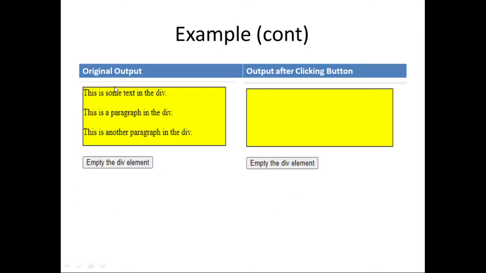So here we have our division. We have the text and two paragraphs. Of course, the division is colored yellow. Once we click on this button, in the output after clicking, the division is still there, but the elements inside, or the child elements inside this division, are no longer here.